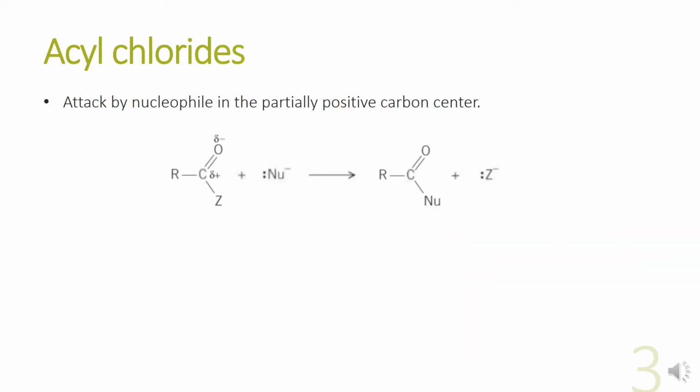The acyl chloride is prone to be attacked by a nucleophile. The nucleophile will attack the partially positive carbon center and then expel the leaving group here. Thus, the nucleophile will substitute the Z and then the halide ion will be expelled.